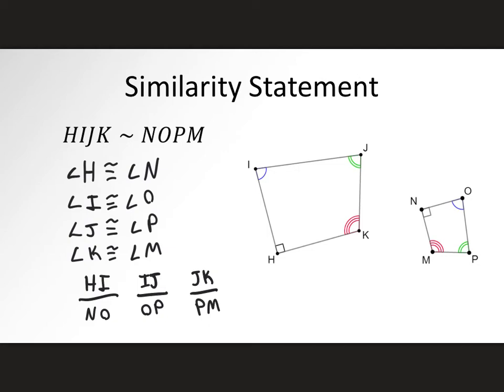That's only 3, but now remember, we're going to take the first and the last and match it up with the first and the last here. So HK corresponds with NM.